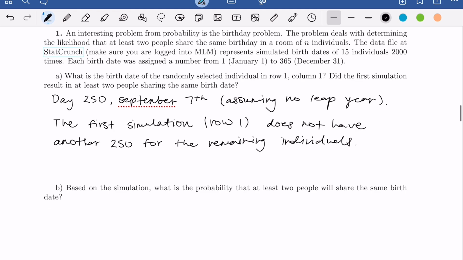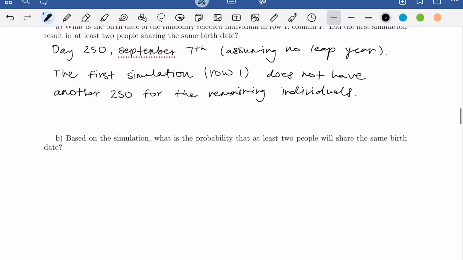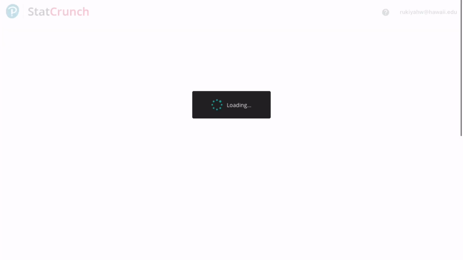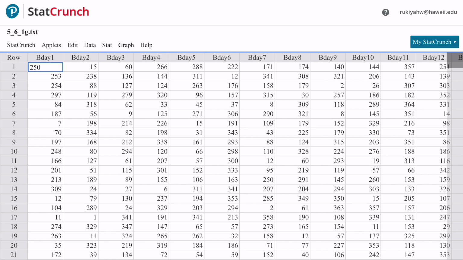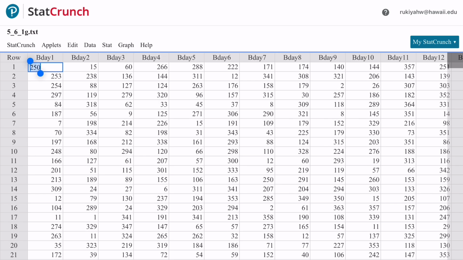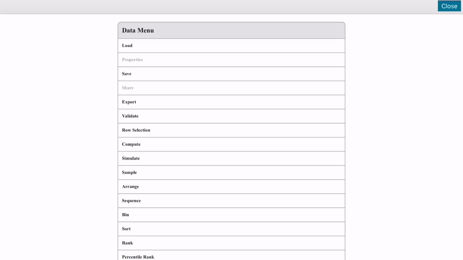Okay, now for part B, based on the simulation, what is the probability that at least two people will share the same birth date? So let's go back to this file. So we want to find the probability that at least two people will share the same birthday. Well, we need to figure out how many simulations resulted in at least two people sharing the same birthday. Essentially, we need to figure out how many of these rows have a match in this last column here. Now, what you could do is you could manually count that 2,000 times, or what we can do is find wherever it says a match in this column.